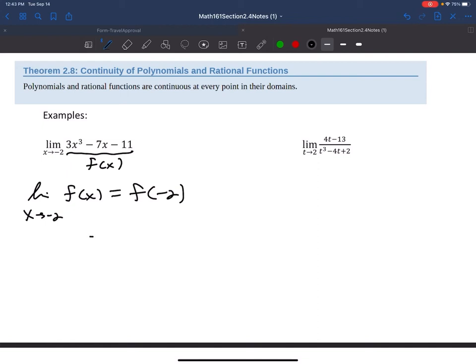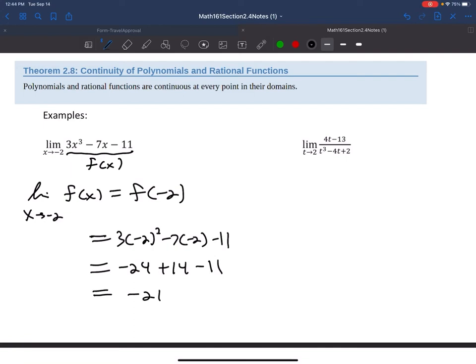So that means to find the limit, I can literally just plug in -2 for x. I can just plug in -2 into the function. So that'd be 3 times -2 cubed minus 7 times -2 minus 11. We already knew this from the last section, that with polynomials and rational expressions, if we want to find the limit, we can just do direct substitution. This just confirms that idea with continuity. So this would be 3 times -8, which is -24, plus 14 minus 11. -24 plus 14 is -10, minus 11 is -21.